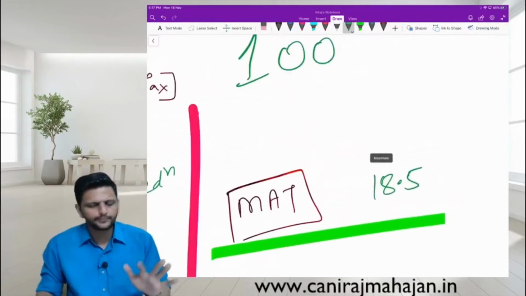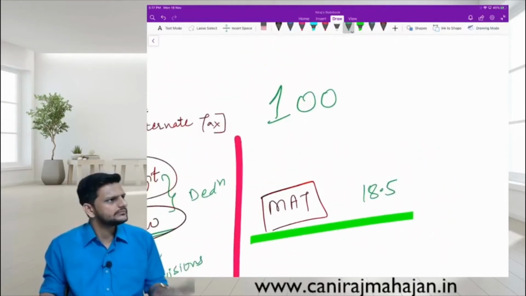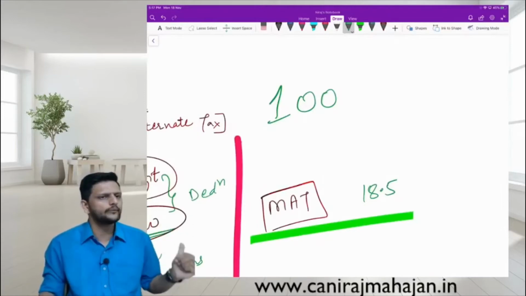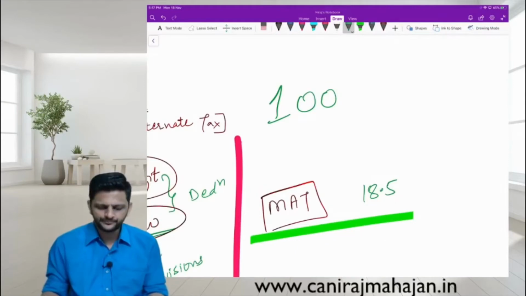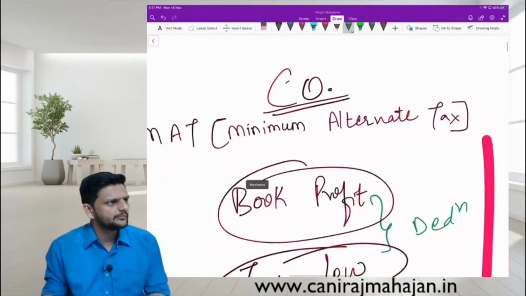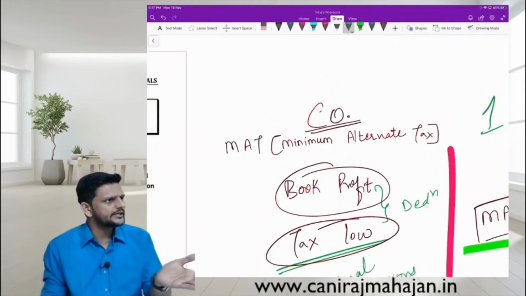So this is like a backup provision. Backup, you understand? This is like a backup. That means if you did not pay as per normal provisions, pay as per MAT provision. Are you following here? This is mainly for companies. Are you clear with MAT? AMT is for other than companies.